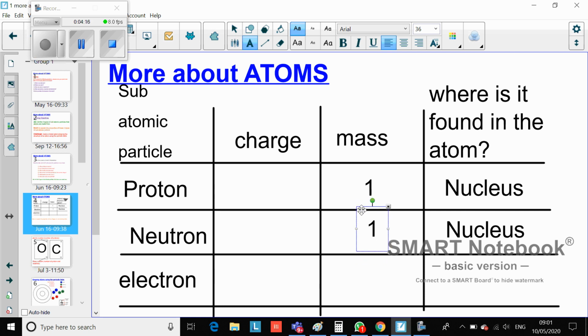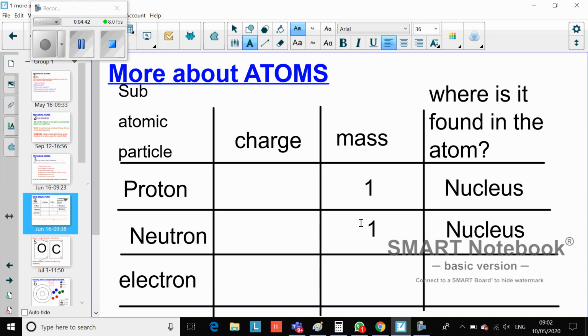We just say a proton has a mass of 1, and so does a neutron. So essentially, they have the same mass. So if I had a proton and a neutron in a nucleus together, I'd have a mass of 2. So, for example, if I had 6 protons and 6 neutrons, I have a mass of 12. Okay, so we can start to work these things out as we go.